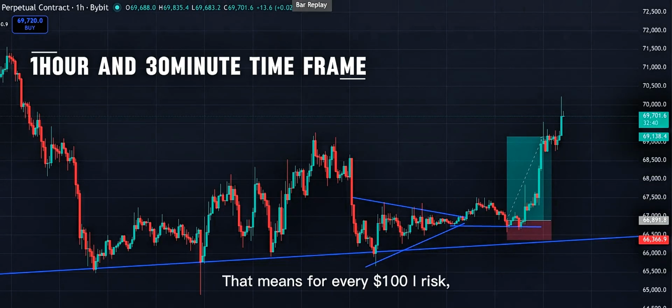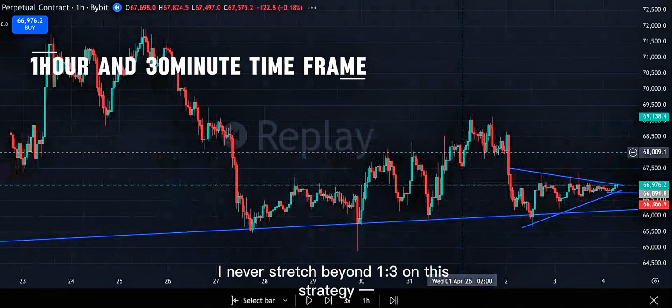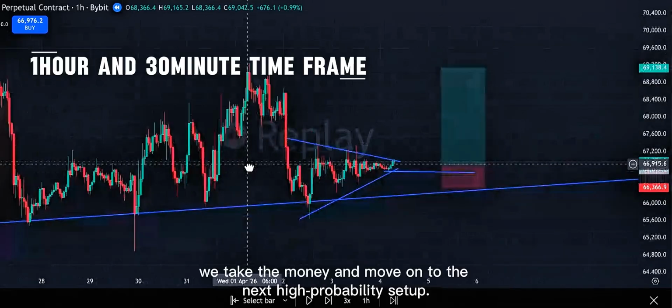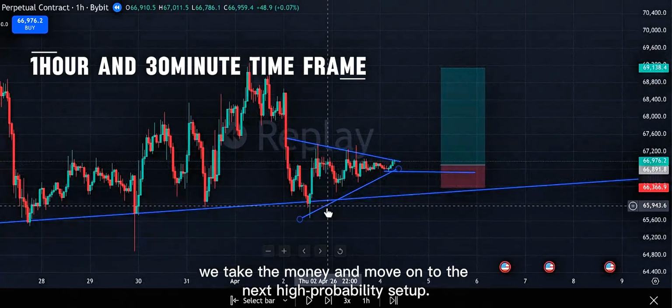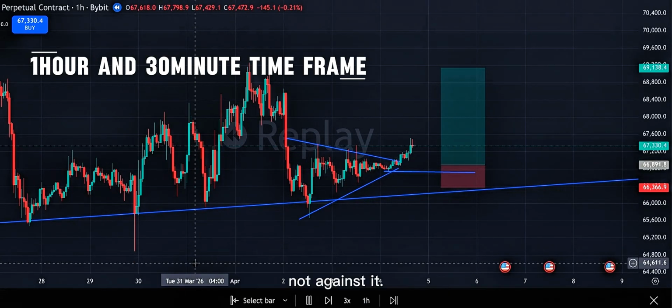That means for every $100 I risk, I'm targeting at least $300 profit. I never stretch beyond 1-3 on this strategy. We take the money and move on to the next high probability setup. Let me be very clear. This strategy works because we are trading with the higher time frame direction, not against it.